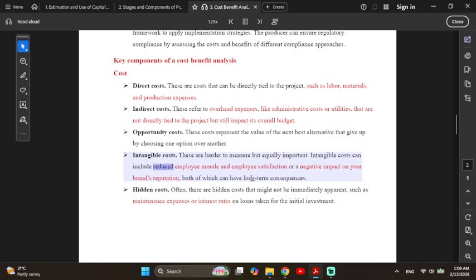Intangible costs can include reduced employee morale and employee satisfaction or a negative impact on your brand's reputation, both of which can have long-term consequences. Hidden costs. Often, there are hidden costs that might not be immediately apparent, such as maintenance expenses or interest rates on loans taken for the initial investment.